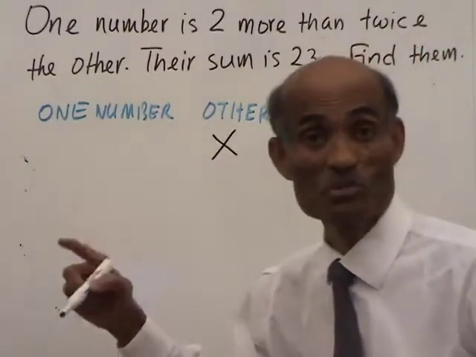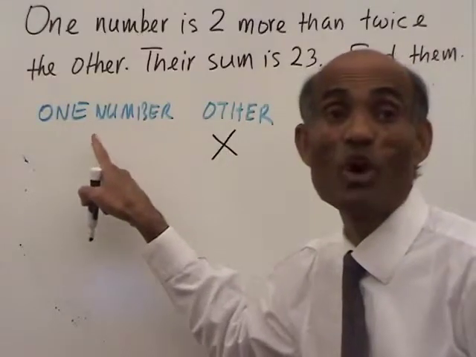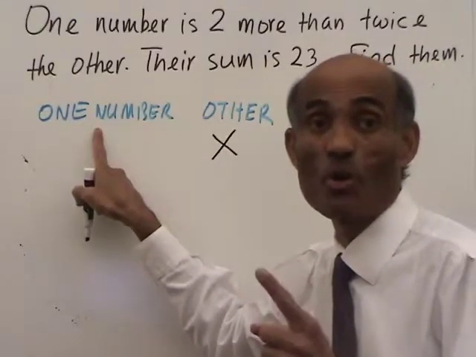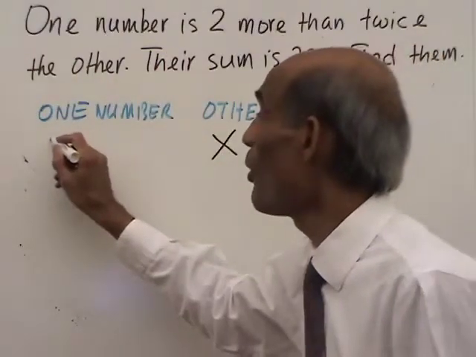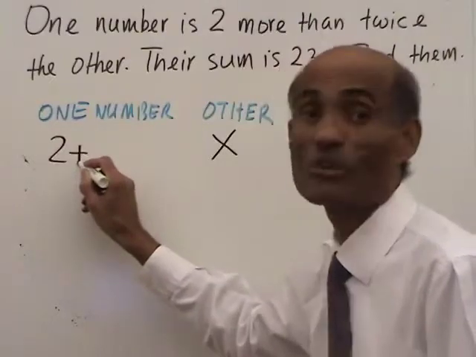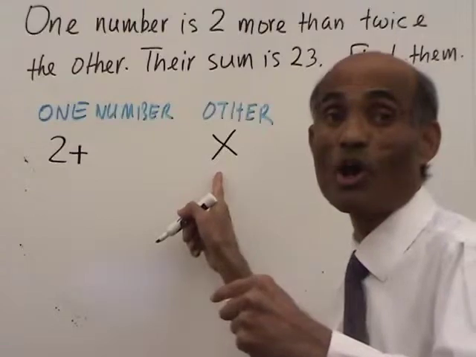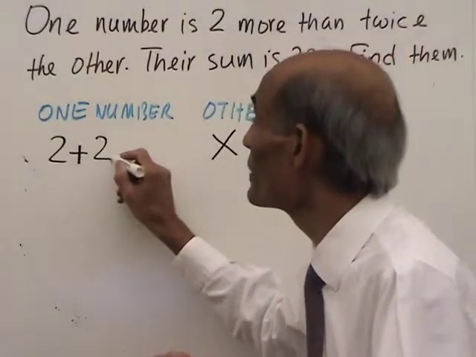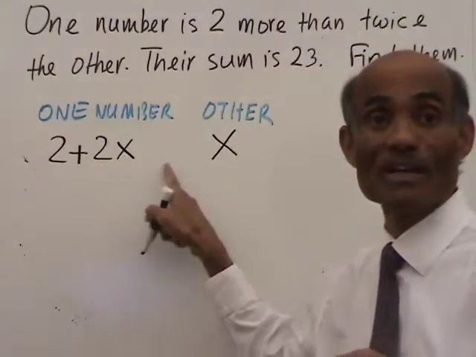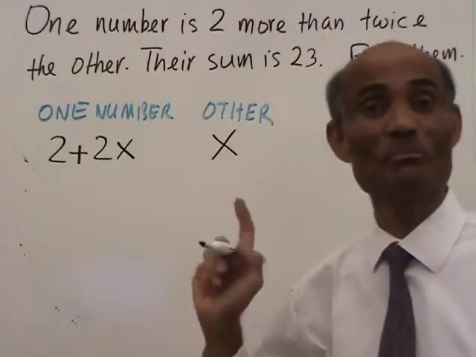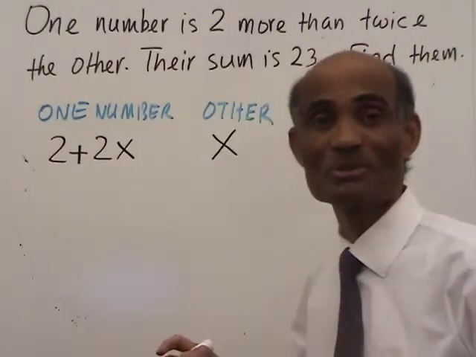You see why was the rationale? Because once you call this x, then we know what this number is. We are told one number is what? 2 more than, 2 plus. 2 more than what? Twice the other. The other is called x. Twice the other is 2x. That means this is one number and this is the other number. Look at the way we create the variables to represent the numbers.